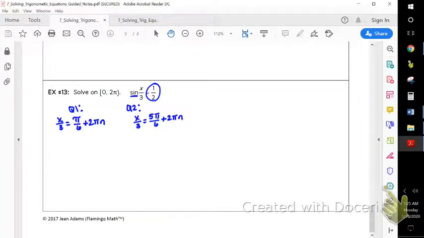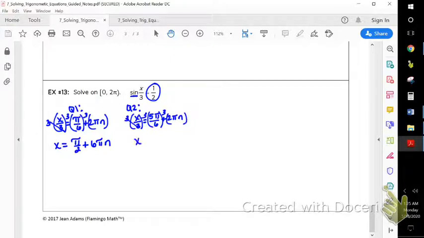Now, because it's x over 3, the only way to get rid of the 3 is to multiply it. So every term gets multiplied by 3. And so we get x is equal to pi over 2 plus 6 pi n. Over here we're going to multiply every term by 3. And so we get x is equal to 5 pi over 2 plus 6 pi n.